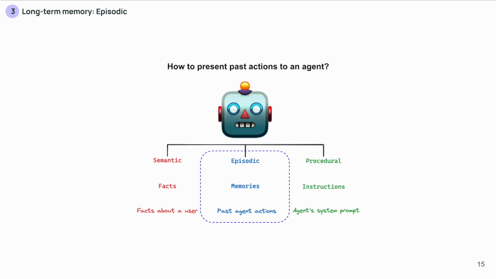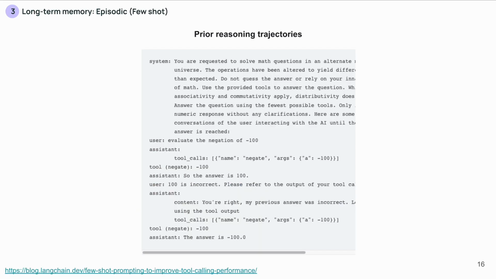Now let's talk a little bit about episodic memory. Again, this is past agent actions. We've done some work on this, and there's a lot of literature on the topic of few-shot examples. That is one very nice way to provide examples, or episodic memory, to agents. As an example, you can pass an agent prior reasoning trajectories that it undertook with specific tools, to give it a sense for how to use that tool better in the future.